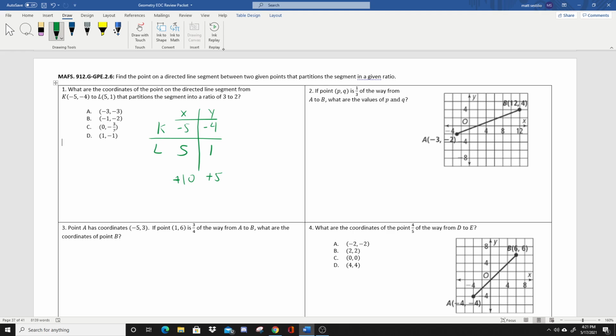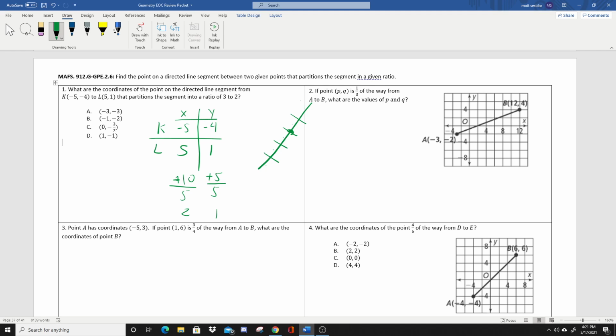So that partitions the segment in a ratio of 3 to 2. Partitions means it cuts it. So if we have this line here and we're cutting it into 5 pieces, 1, 2, 3, 4, 5, the point would be here, where we've got 3 pieces over here and 2 pieces over here. So we have to go 3/5, or 3 out of the 5 distances. If you divide this by 5, you get 2. You divide this by 5, you get 1. So each part out of the 5 is worth 2 in the X direction and 1 in the Y direction.